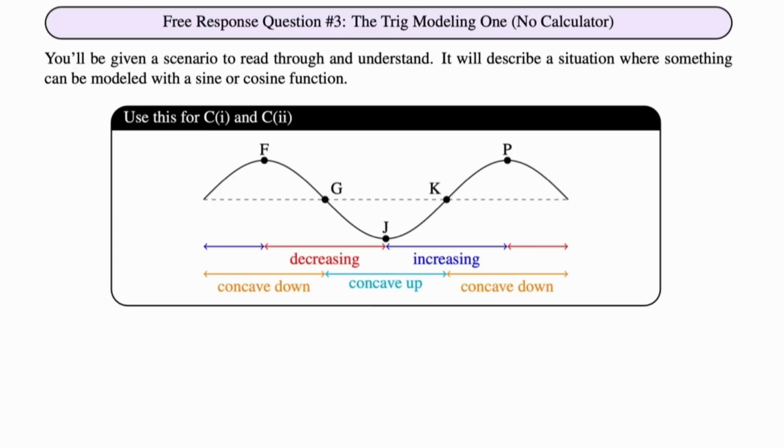F to G, we're concave down. And also from K to P, we're concave down. And then from G to J and J to K, concave up. So those are the only things that can happen. So you definitely know that going in. Like there's no excuse to not know that.